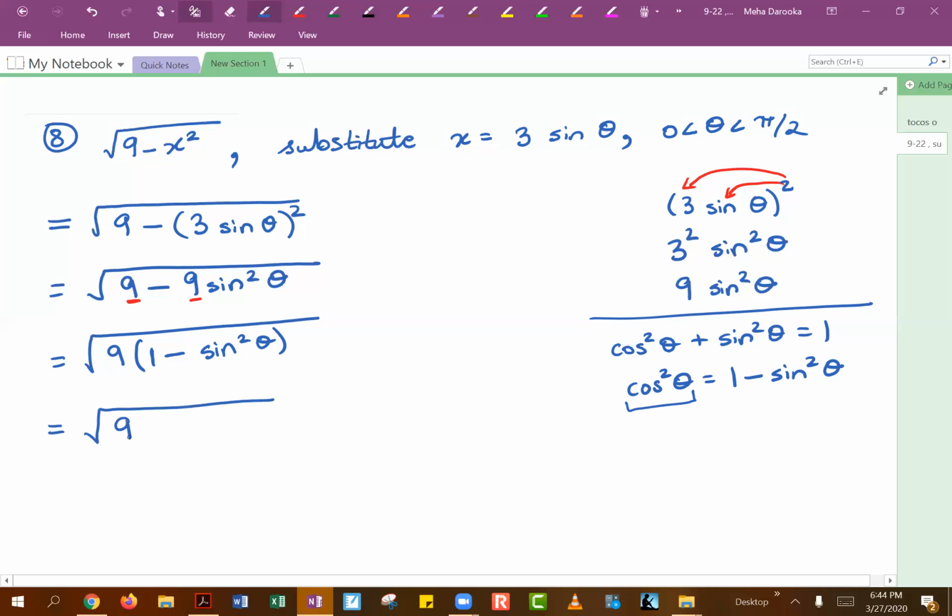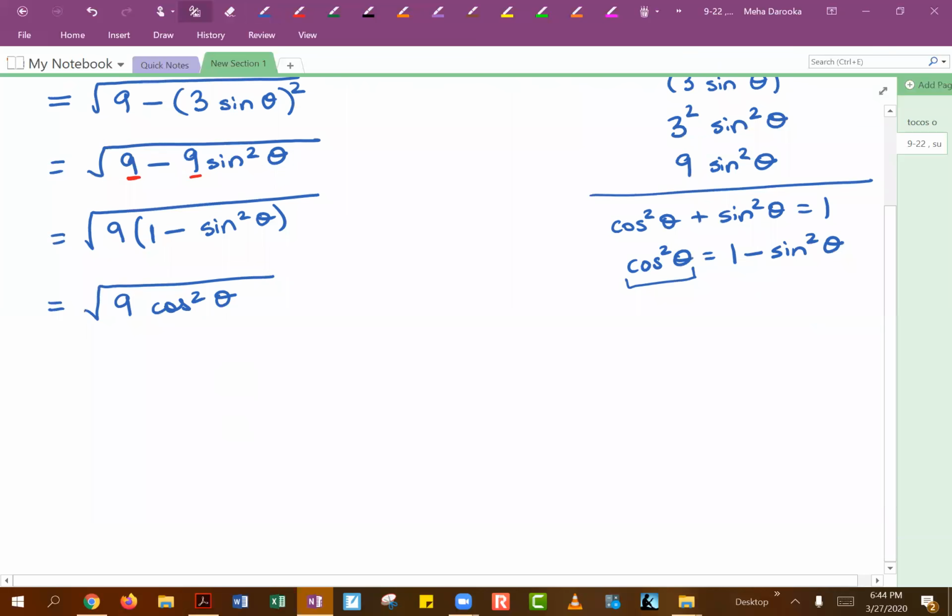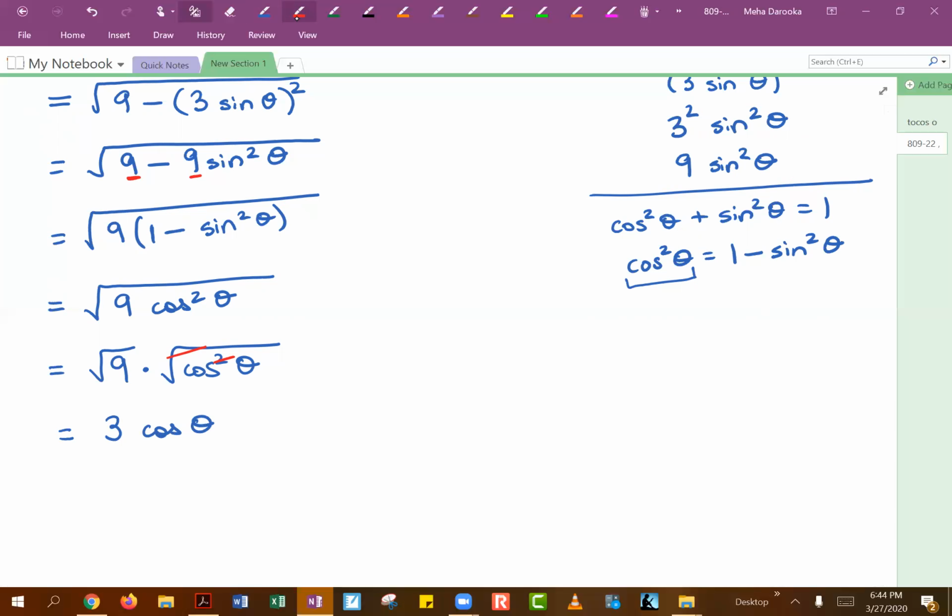So again, in our square root, we have 9. And now we are replacing 1 minus sine squared theta with cosine squared theta. And then you're going to take a square root on each of these expressions. You don't have to write it separately like how I am writing here, but just keep in mind you're going to apply the square root to the 9. So square root of 9 is 3. And then square root of cosine squared. So the square cancels out the square root and you end up getting 3 cosine of theta.